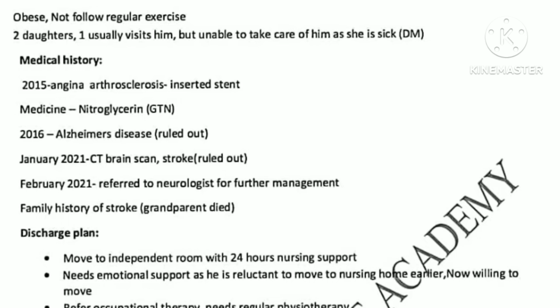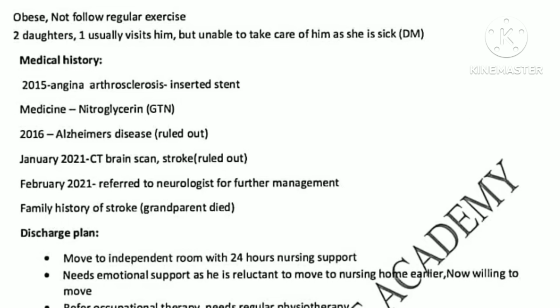So let's go back to the case note. January 2021, CT brain scan, stroke ruled out. That also means there was no stroke. February 2021, referred to a neurologist for further management. Then he has a family history of stroke because his grandparent died due to stroke.